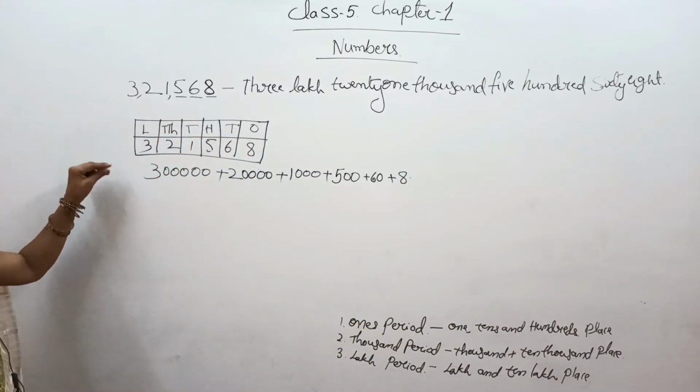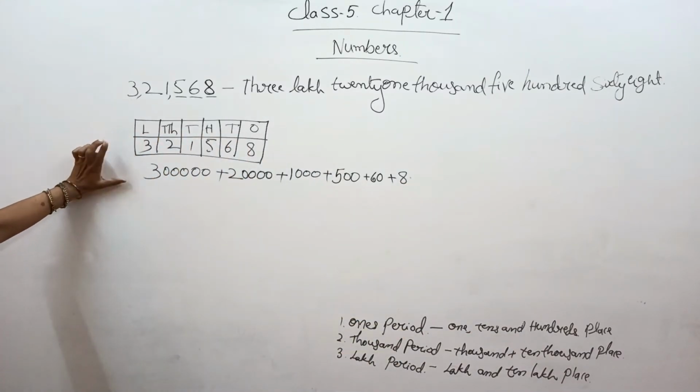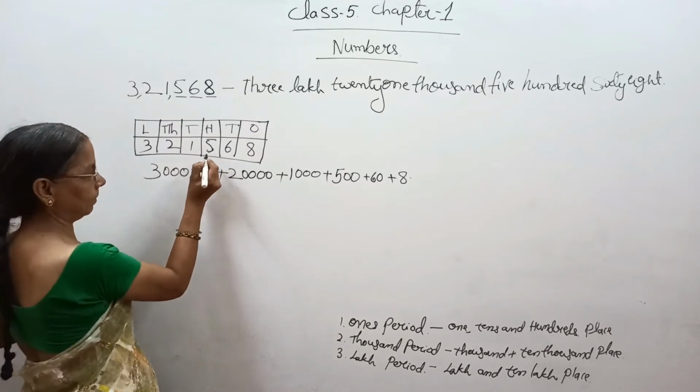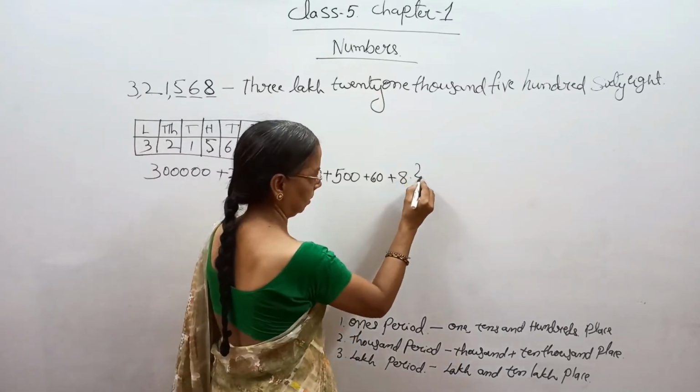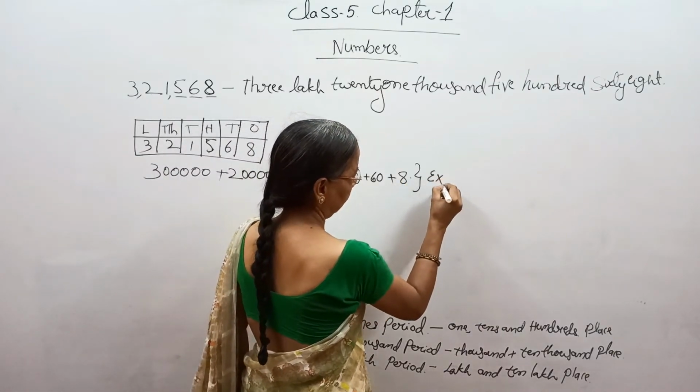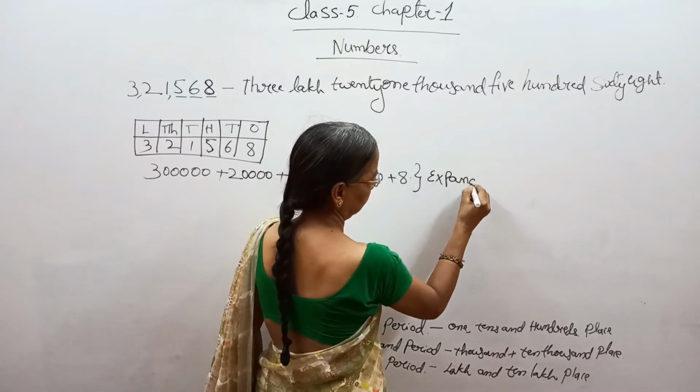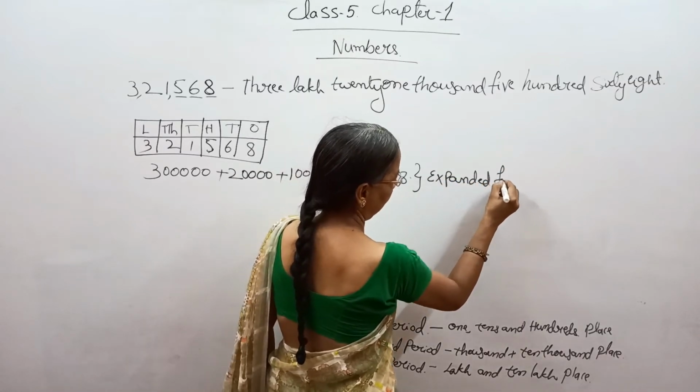Like this we identify the place value of any given number. And this one is called expanded form.